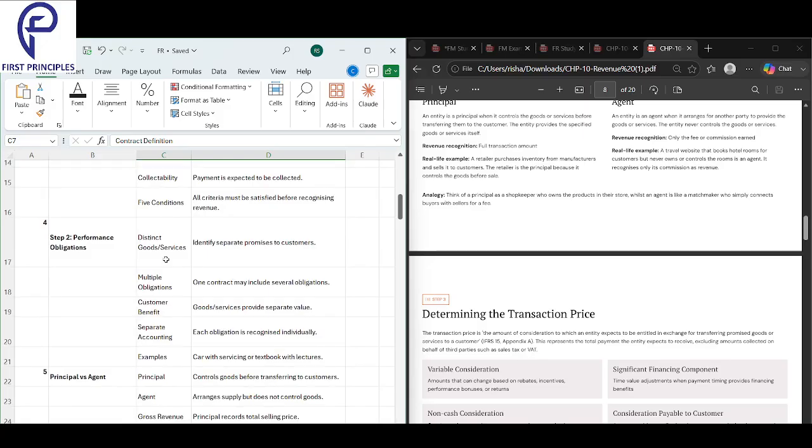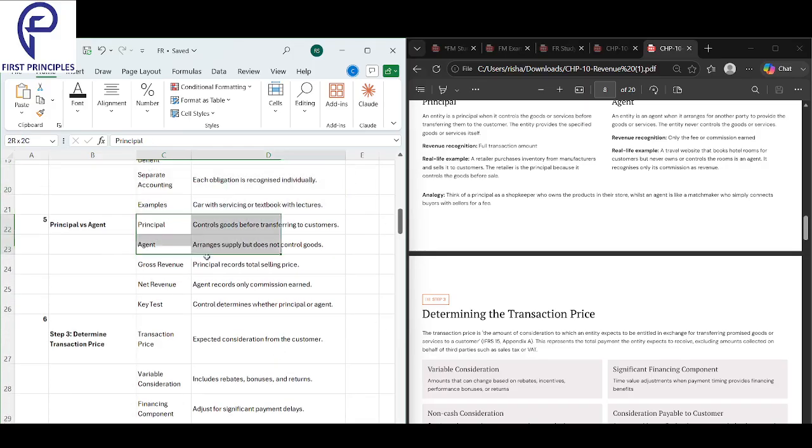Next, we looked into the second one, performance obligation. Here, you see in one contract there can be multiple obligations. Like a car: you purchase a car and you get the servicing. So there are two things that the company has to provide you: the car and the servicing. Then lectures and the textbook. So there are two things that have to be provided: the lectures and the textbook. That is the example for performance obligation.